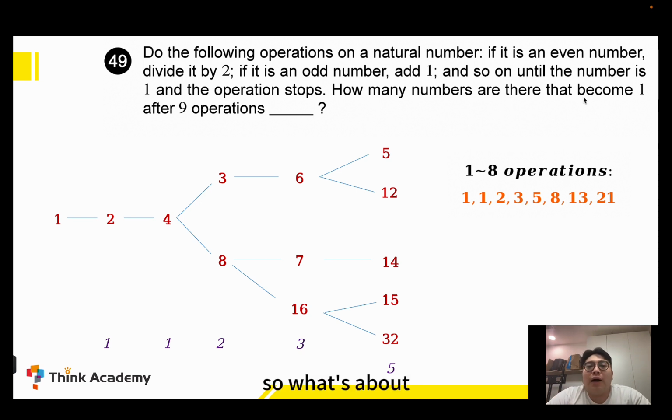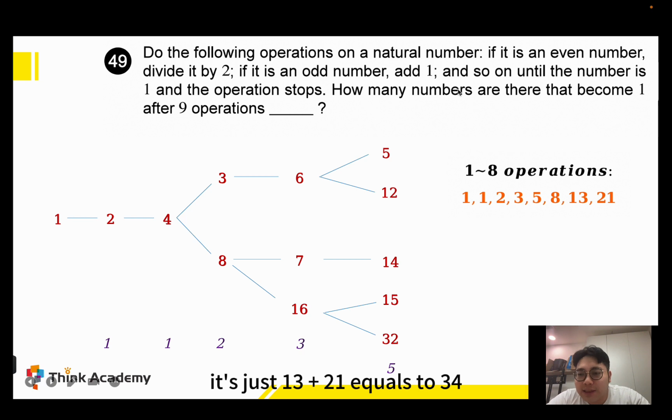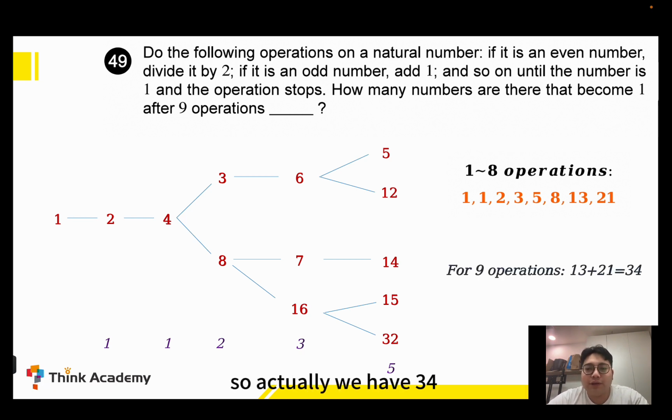So how about the first operation? Actually, in reverse order, it should be the last one. It's just 13 plus 21 equals 34. So actually, we have 34 numbers on the first step. Okay.